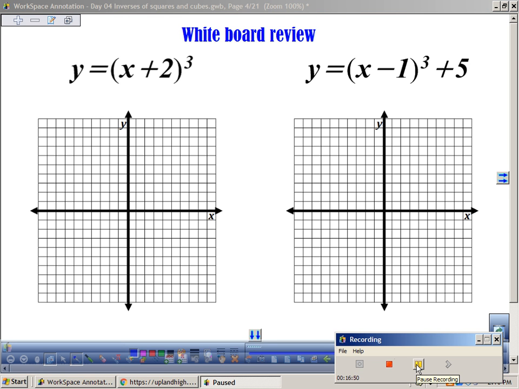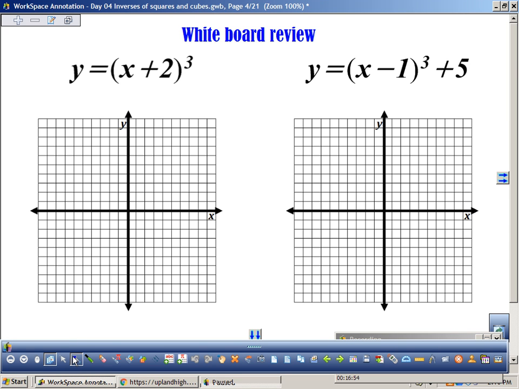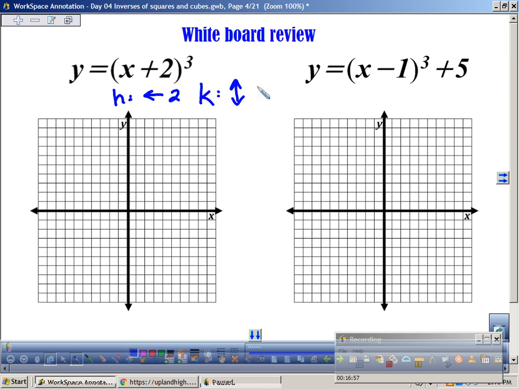Too much chatter. You're not supposed to erase, right, guys? Okay, I'm going to go for it. So, on this one, I'm going to have a horizontal shift to the left 2, and I'm going to have a vertical shift of what? Nothing, right? 0. Okay, so if I go over 2, what's my magic numbers, my magic transformation numbers?